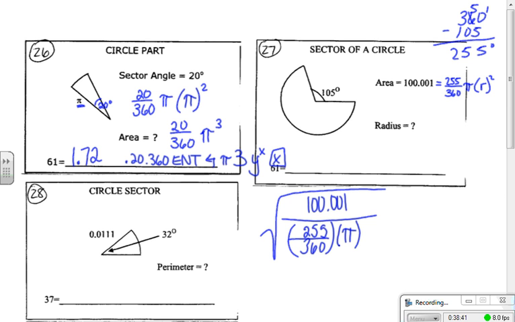So in your HP, you would do 100.001, enter, decimal 255, decimal 360, orange pi, times, divide, square root key. And we end up with a radius then of 6.70. Again, times 10 to the 0, so just leave it.